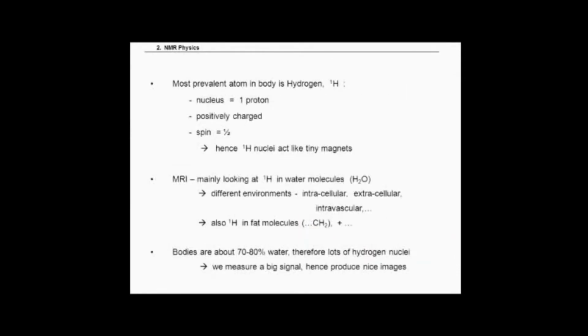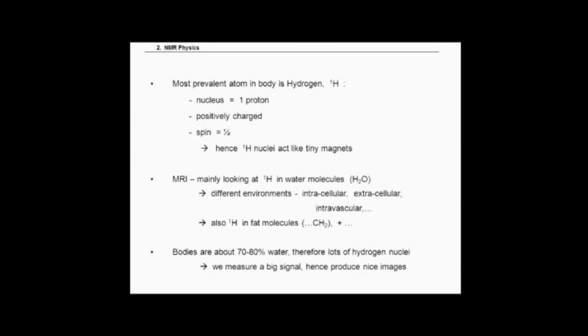Now, in the body, the most prevalent atom is hydrogen. So the nucleus is just one proton. It's positively charged. It has a spin of a half. And so we can consider the hydrogen nuclei in the body to act like tiny magnets. Now, in MRI, we're mainly looking at hydrogen in water molecules. There happens to be a lot of that in the body, which is quite fortuitous for imaging.